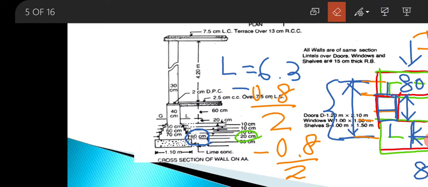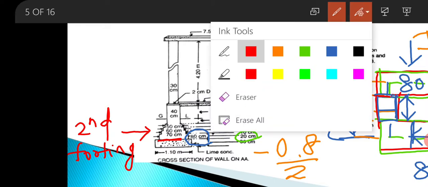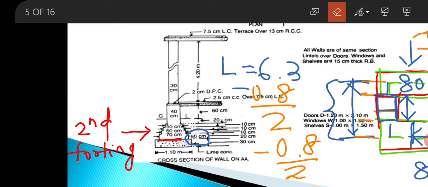So, first footing work is over, then we will go for second footing. So, this one is the second footing. Second footing is of width 70 centimeter, it is written over here 70 centimeter, and thickness of second footing is, that means this one, here 10 centimeter is the thickness of the second footing.